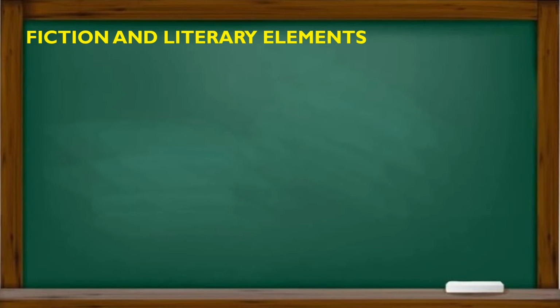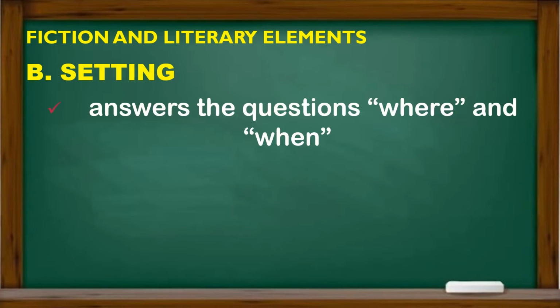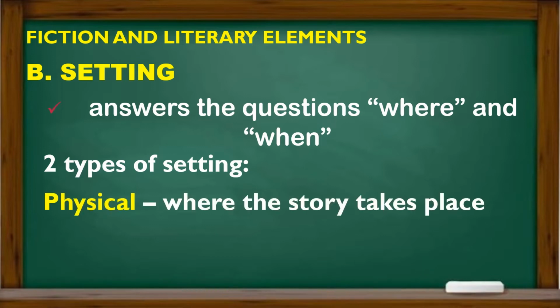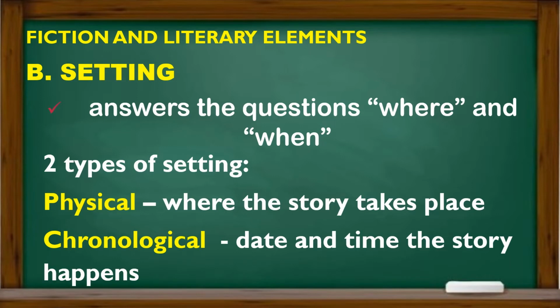The second literary element in fiction is setting. It answers the questions where and when. Answers to these questions give rise to the two types of setting, the physical and the chronological setting. Physical is where the story takes place, while chronological refers to the date and time the story happens.